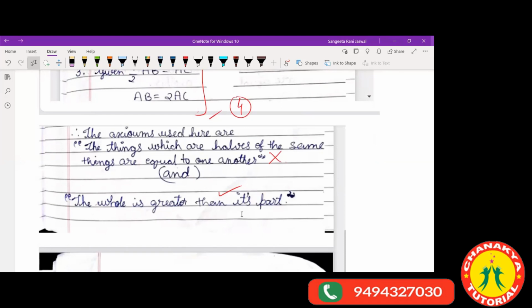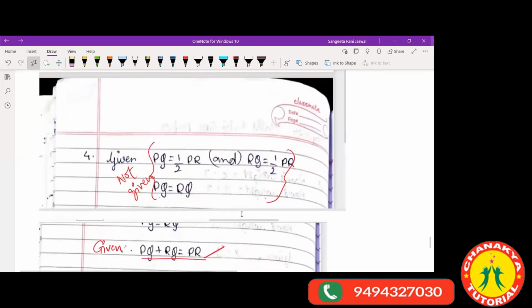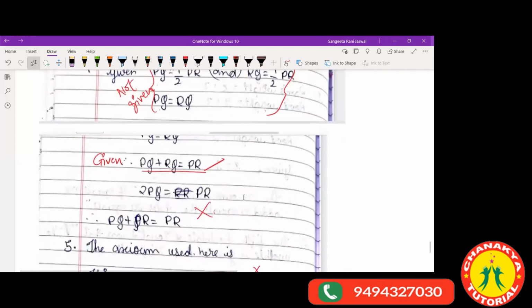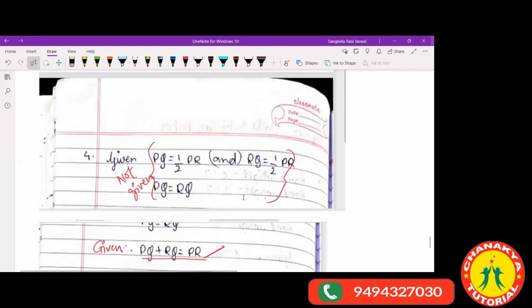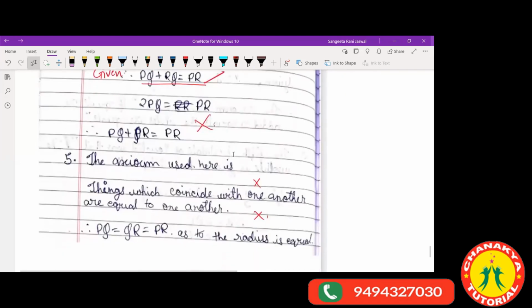It was given a line AB and you had to show that AC is a part of AB. This was the question. The fourth question is here. This is not given at all. Nowhere it is given that Q is the midpoint. The same question where Sampath also made a mistake. You also made the same mistake. It is not given that Q is a midpoint. It is just that Q lies on PR.